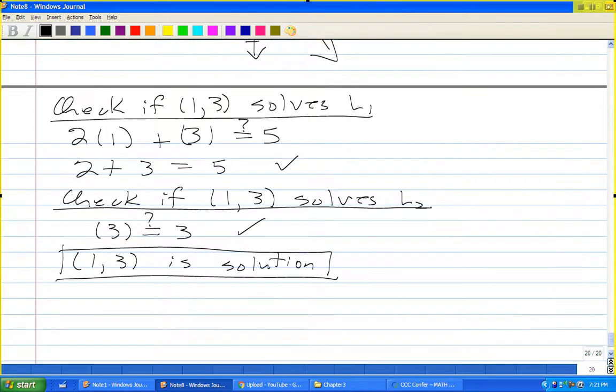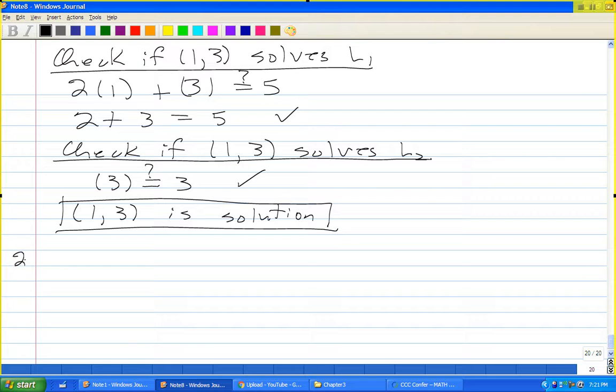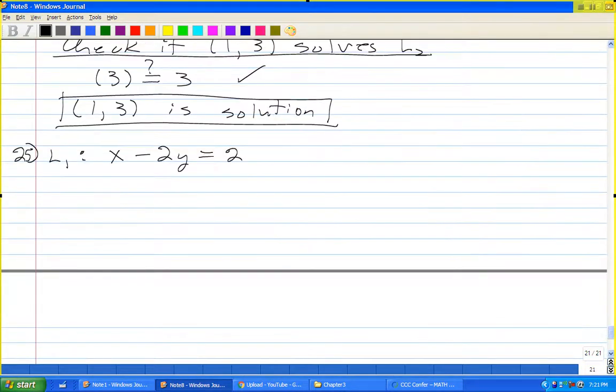Let me do problem 25. Let's call this L1: x minus 2y equals 2. Let's call the next one L2: 2x equals 4y minus 2.